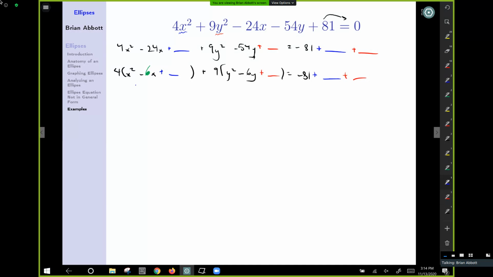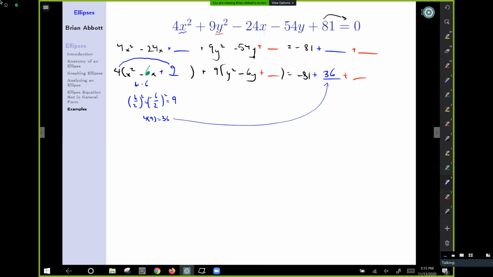Now, b is equal to negative 6. So b over 2 squared is equal to negative 6 over 2 squared. Negative 6 over 2 is negative 3. Negative 3 squared gives us 9. So we're going to put a 9 here. Now, what number are we actually going to add on the right? Well, since it's in the parentheses, the number really being added is 4 times 9, which gives us 36. And so that's what we're going to add over here.